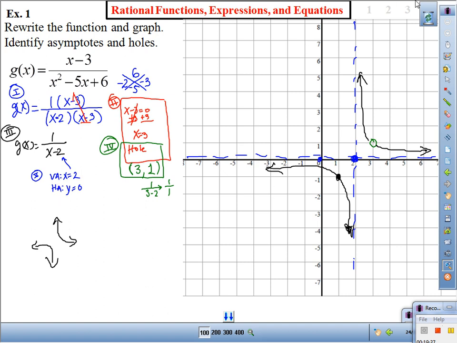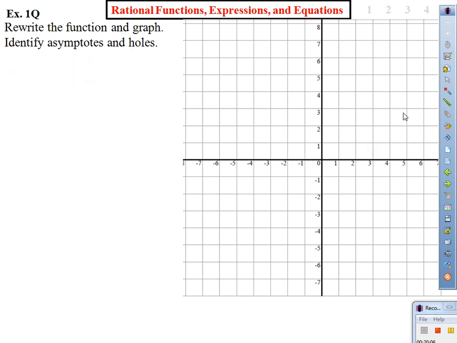All right, copy this one. Example 1Q. I'm going to give you a head start for that one. See if you can do that one by yourself. We got g of x equals x plus 2 over x squared plus 3x plus 2. Copy that and go.